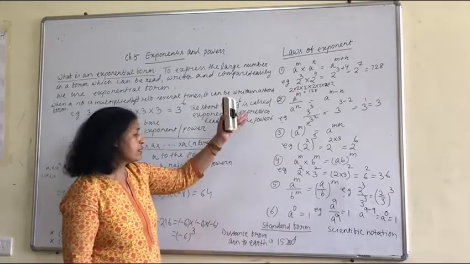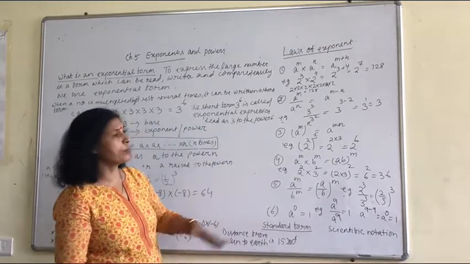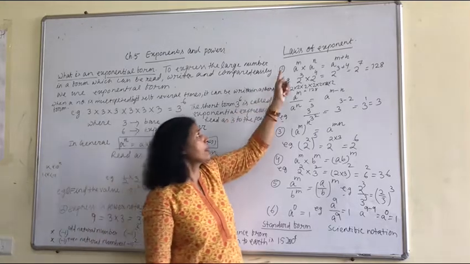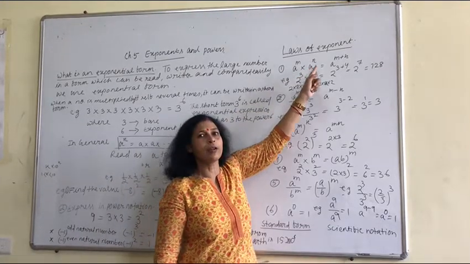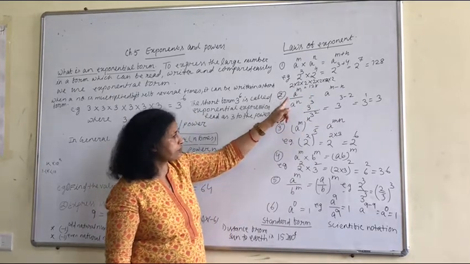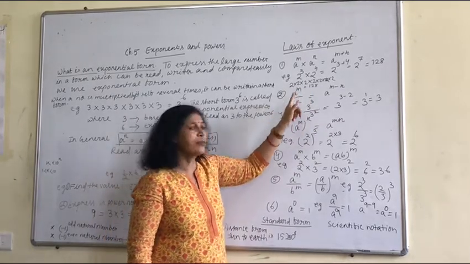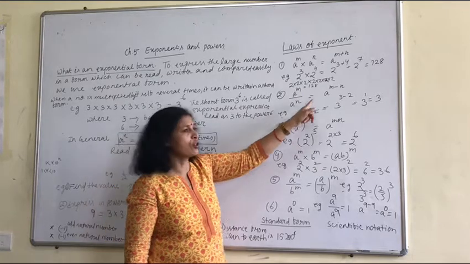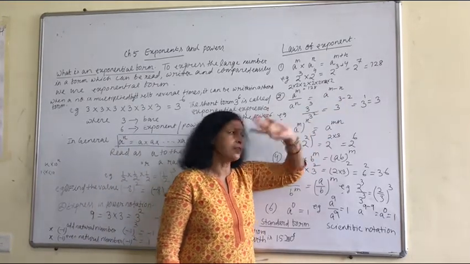So these are the 6 laws. Again I repeat the laws. Number 1: a to the power m into a to the power n is a to the power m plus n. Second: a to the power m divided by a to the power n is equal to a to the power m minus n.